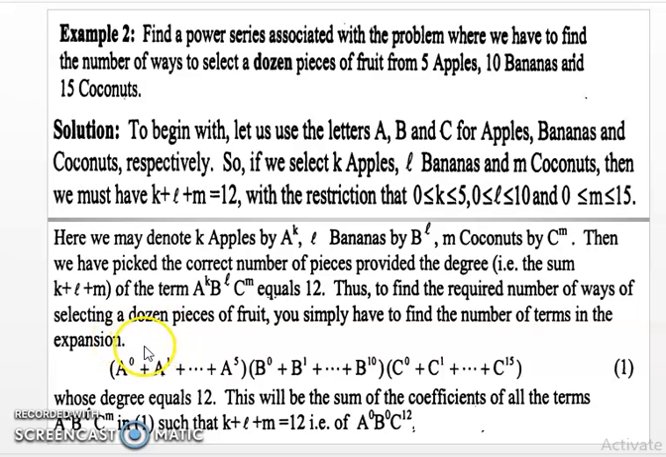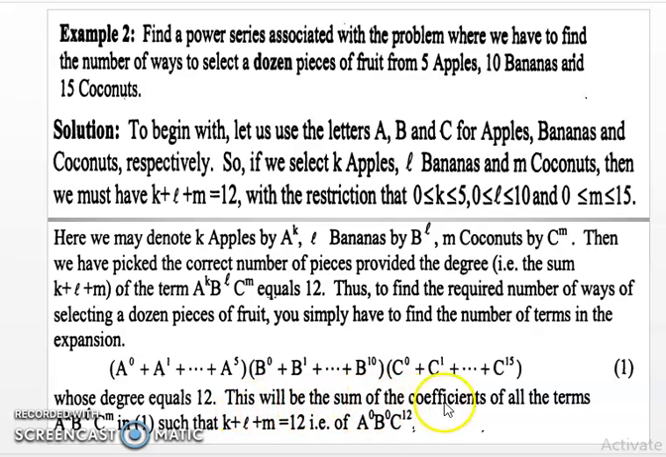using a generating function. Firstly, for apples, 0 to 5 apples, that is A raised to 0 plus A raised to 1 up to A raised to 5. Second, for bananas, 0 to 10, that is B raised to 0 plus B raised to 1 up to B raised to 10. And last, for coconuts, 0 to 15, that is C raised to 0 plus C raised to 1 up to C raised to 15. These three polynomials are for apples, bananas and coconuts, and the degree is equal to 12 because we want a dozen pieces of fruit.